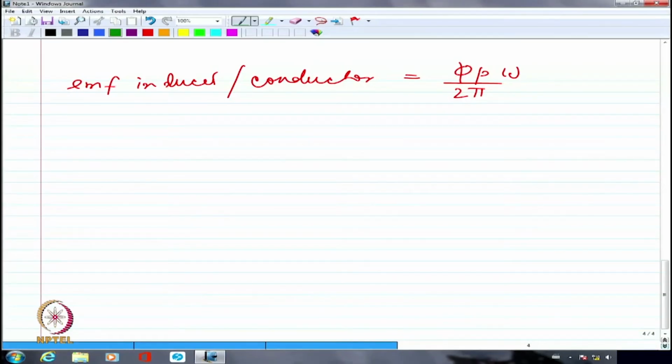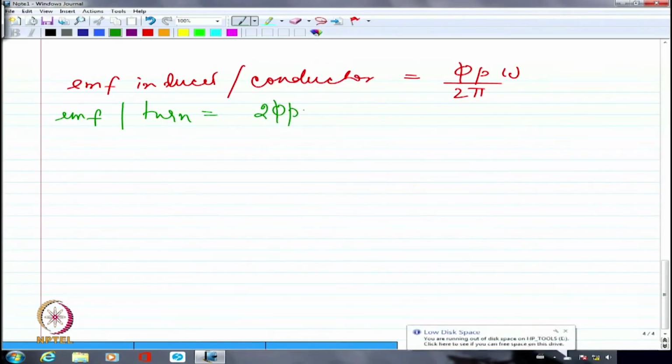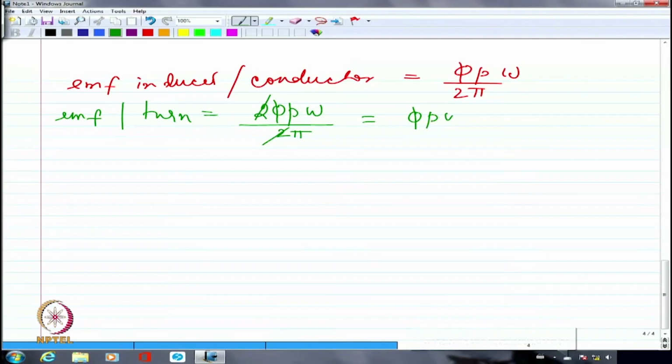Then I have to get the EMF induced per turn, because two conductors connected together in series we call one turn. So the EMF per turn will be equal to 2 phi p omega divided by 2 pi. I can just cancel these two, so I should be able to say phi p omega by pi volts, of course.